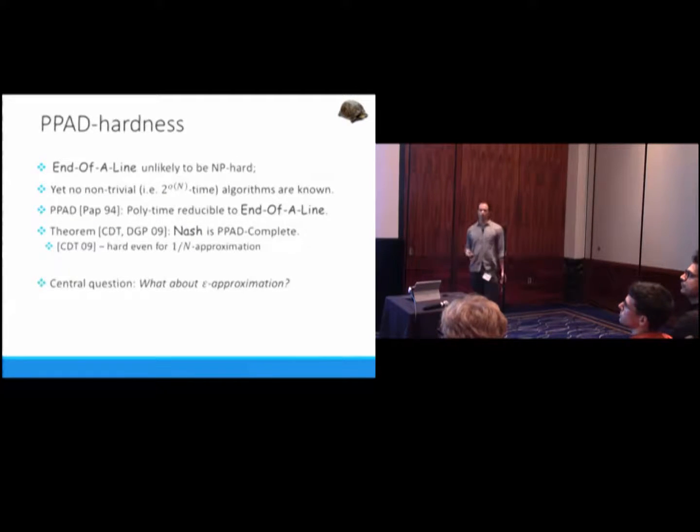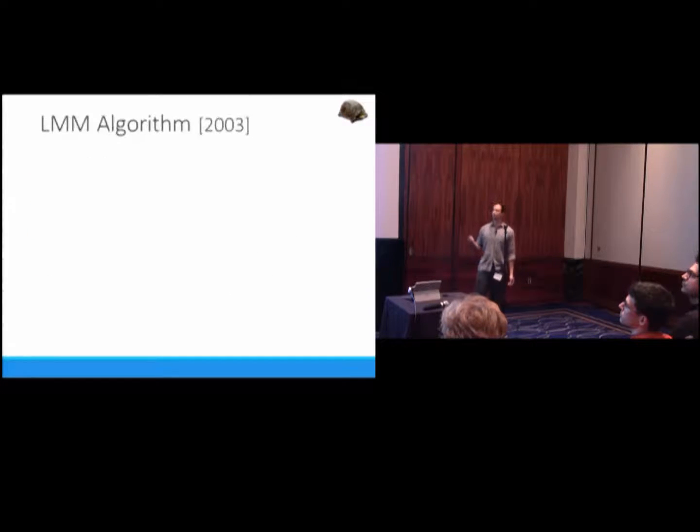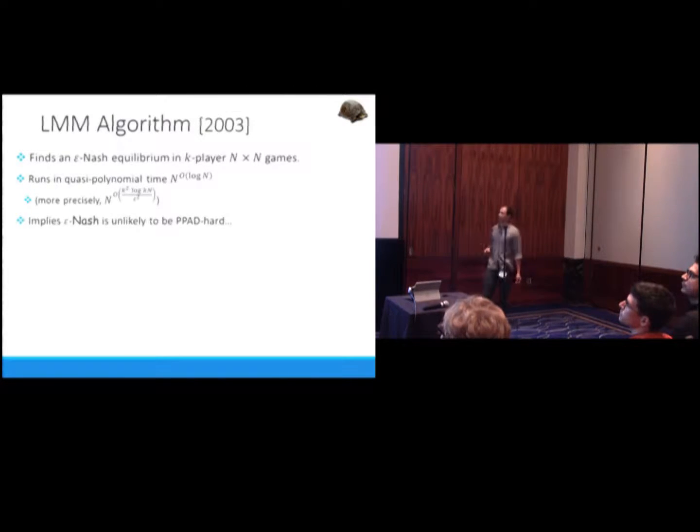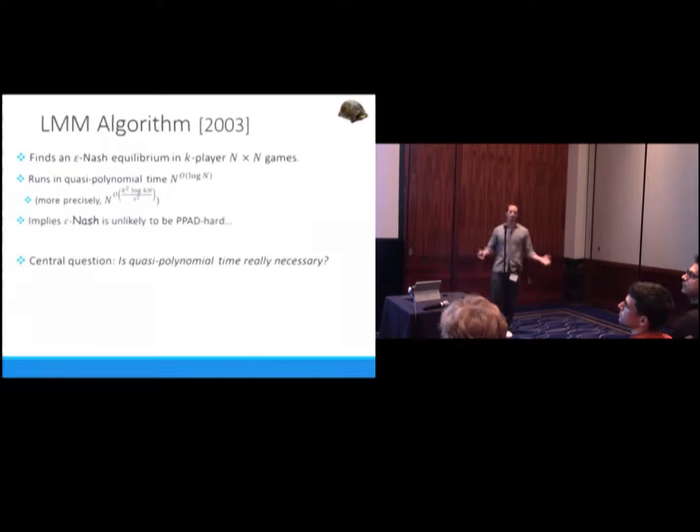The main question is, what about epsilon approximation for constant epsilon? The LMM algorithm finds an epsilon equilibrium and runs in quasi-polynomial time, so n to the log n. And it means that Nash is probably not going to be PPAD-hard because we have a much faster than exponential time algorithm. Well, we believe End of a Line takes exponential time. And we want to ask, is this quasi-polynomial time actually necessary?